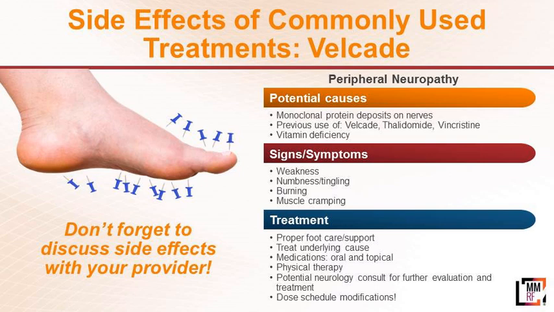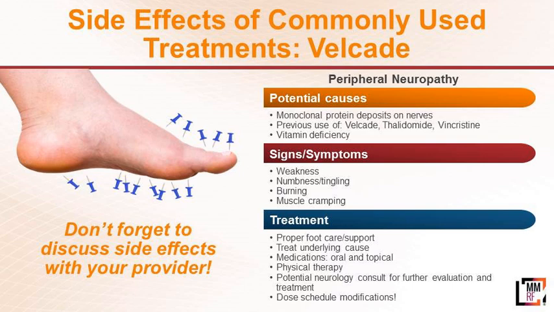So if you initially present with peripheral neuropathy, there is a good chance that we will also add on some vitamin testing that day to your blood work. Signs and symptoms of peripheral neuropathy include weakness, numbness and tingling, a burning sensation, and muscle cramping that is usually bilateral, in either both your arms or your legs.